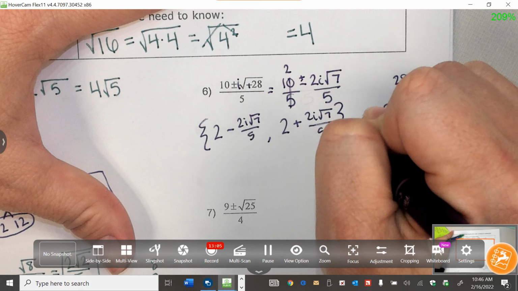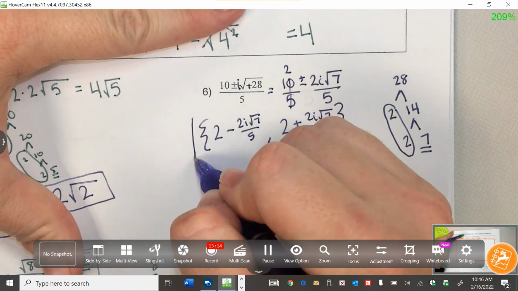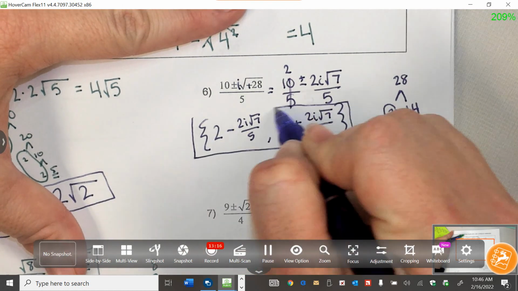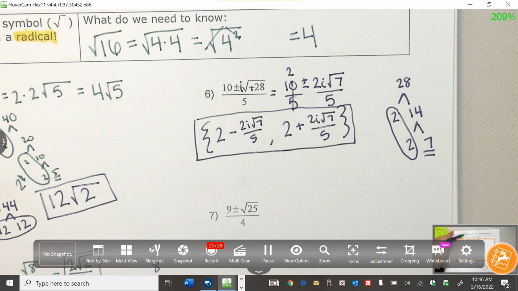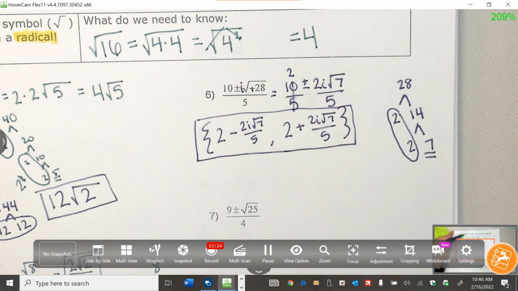Y'all, the side conversations need to stop. That's enough. Because it had a plus and a minus, meaning there's 2 answers.